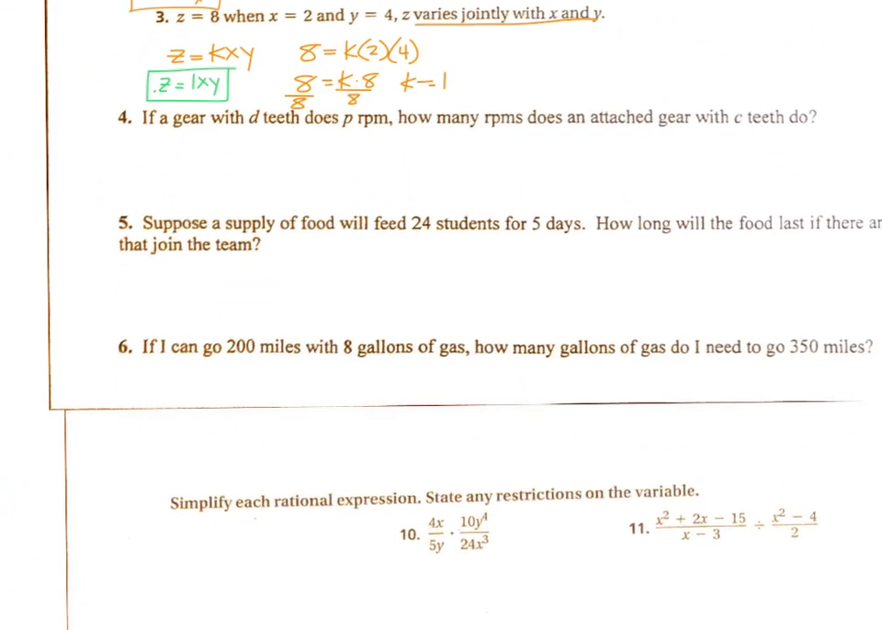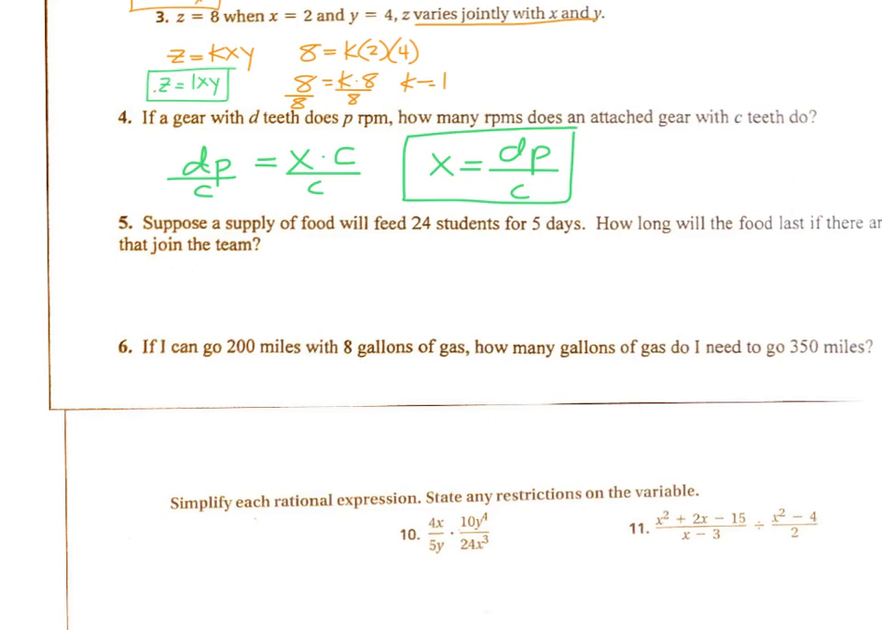Okay. Number 4, if a gear with D teeth does P RPMs, how many RPMs does an attached gear with C teeth do? Remember, this is inverse variation. When it's inverse, we take products. So we're saying D times P is going to equal what we're looking for times C. Well, if we're looking for what that x is, we would have to divide by C. So that x, the unknown, is going to be D times P over C.